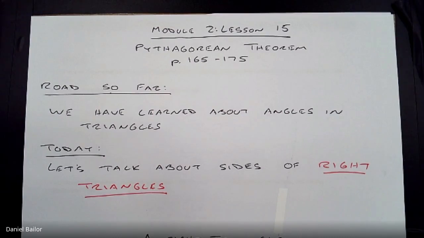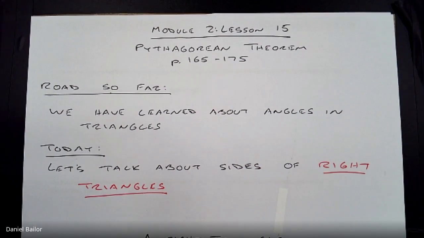The Pythagorean Theorem is named after a man named Pythagoras who lived in ancient Greece, and he liked working with angles and triangles. So today is all about triangles. Now, the road so far is we've been learning about angles in triangles. We learned that a triangle has 180 degrees on its interior angles, and we learned how to find missing angles in triangles using different types of rules, different types of strategies.